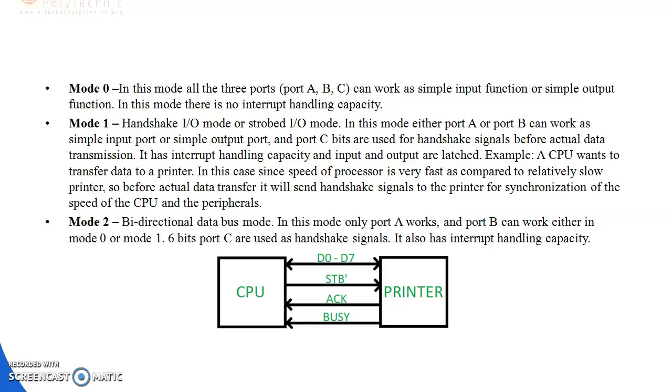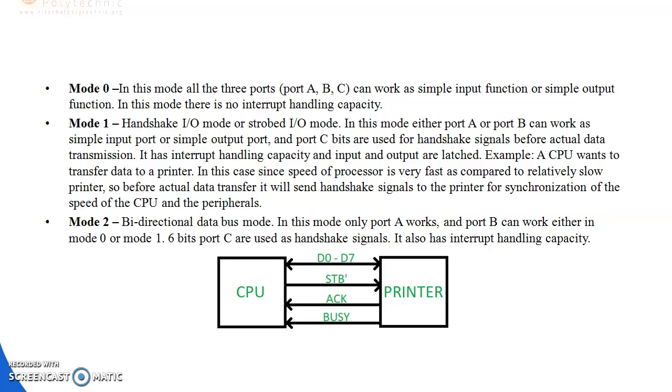For example, a CPU wants to transfer data to a printer. In this case, since the speed of the processor is very fast, compared to a relatively slow printer, before actual data transfer it will send handshake signals to the printer for synchronization of the speed of the CPU and the peripherals.